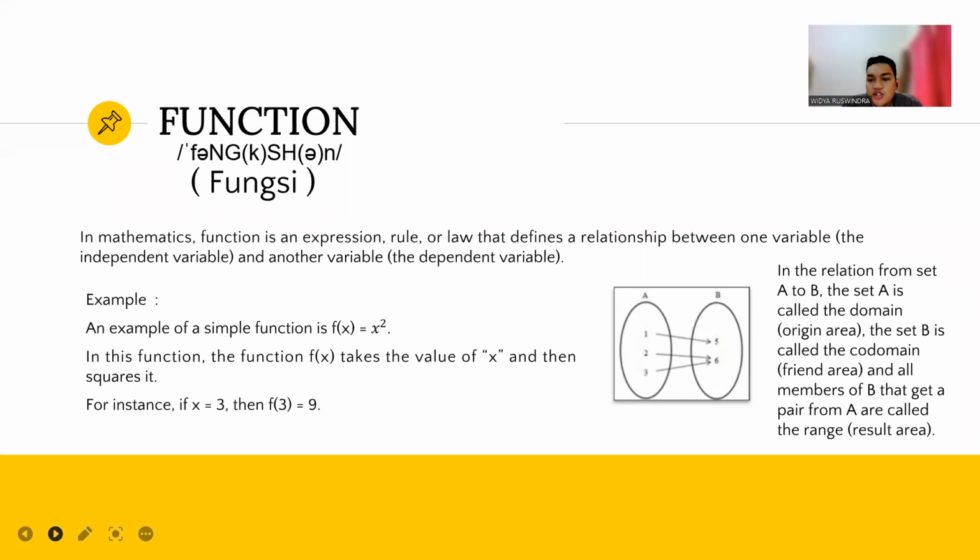9. In the relationship from set A to B, the set A is called the domain or origin area. The set B is called the codomain or friend area. And all members of B that get a pair from A are called the range or result area.